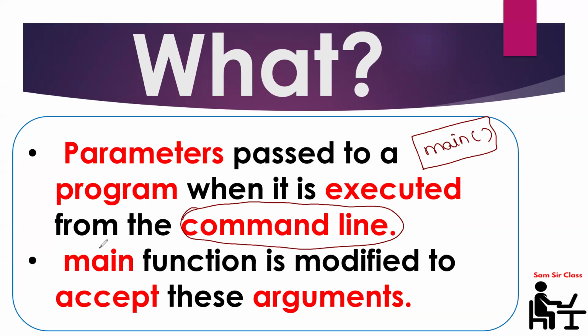So in the second line, I have specified the main function is modified to accept these arguments, because we know that whenever you are passing any argument, someone should be there who will catch the argument. So from the command prompt you are giving the arguments, and the main function here is required to accept the arguments. Now how actually you are doing this? Let us see.